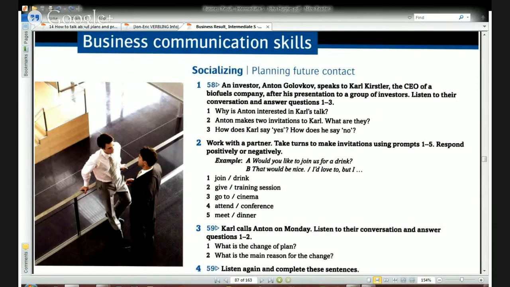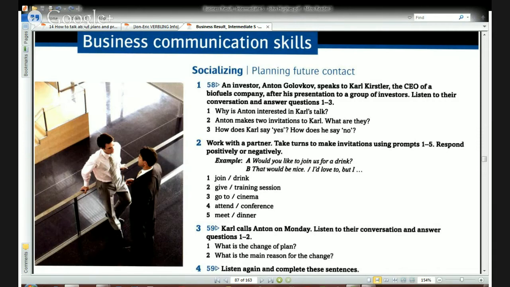So, okay, let's start over. Planning future contact. That's what it is. Okay, so forget about those questions. Let's start over here. We're listening for why Anton, not you Anton, the character Anton, why this character Anton is interested in Carl's talk. Anton makes 2 invitations to Carl. You have to find out what they are. And finally, how does Carl say yes? How does he say no? How does he agree and disagree?